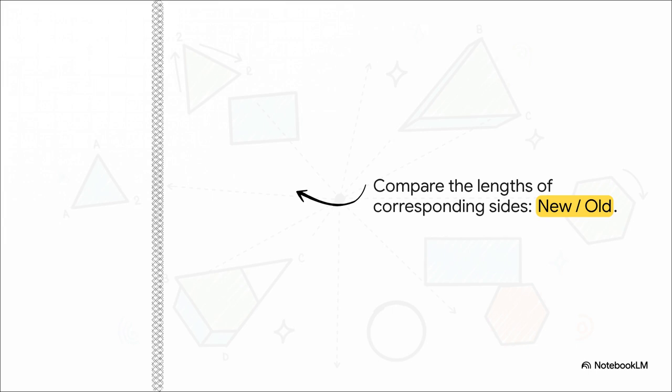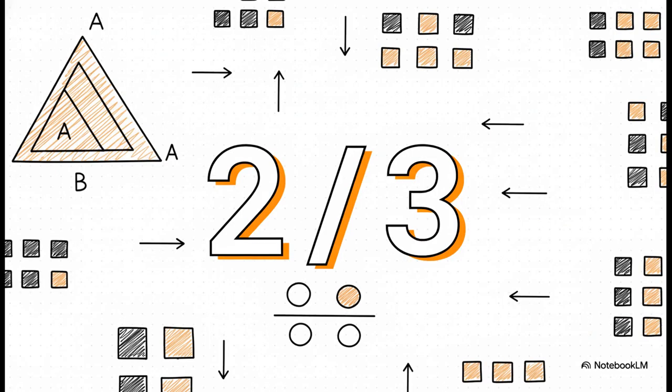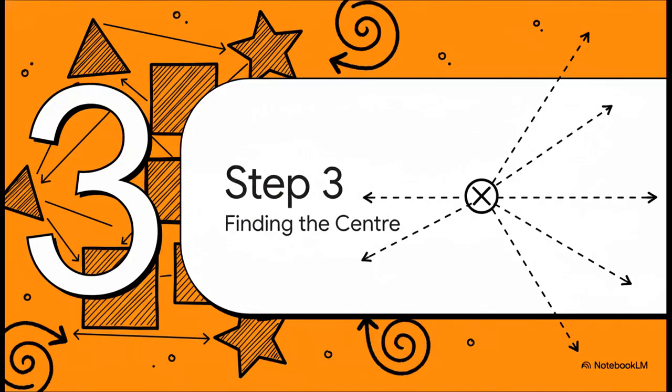For this question, the easiest sides to use are those nice flat horizontal bases. Okay, so the base of our new triangle, B, is 2 units long. The base of the original triangle, A, is 3 units long. So we just do new divided by old. That's 2 divided by 3. Our scale factor is 2/3. Easy as that. All right, we have our transformation type, and we have our scale factor. That's 2 out of the 3 pieces of the puzzle.